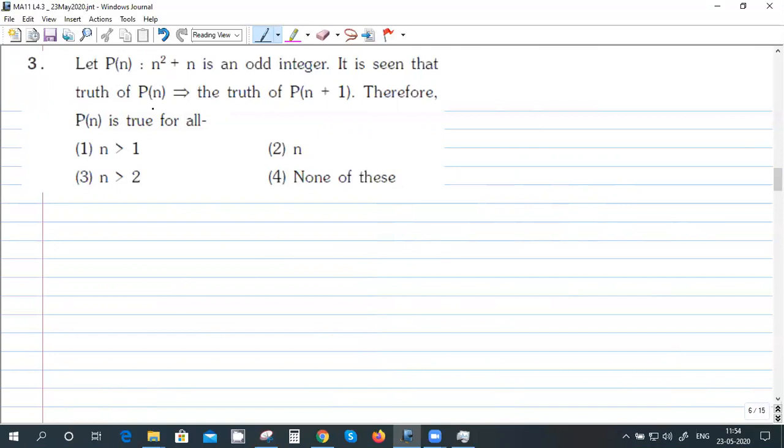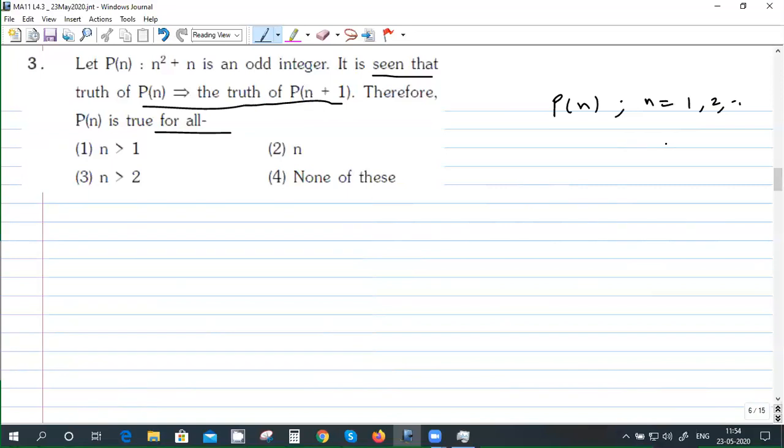Okay, he's saying it is seen that P of n implies P of n plus 1. You can check that, but it's not necessary because he has already given it. So this is true if P of n is true for any finite value of n. I have to check for n equal to 1 or 2 or some number. If it is true for, say, P of 5, then I can say by induction that it is true for all n greater than or equal to 5. Okay, so n square plus n is n into n plus 1.